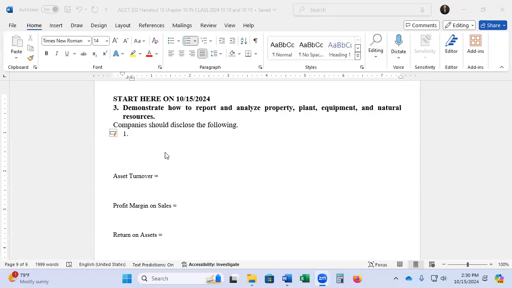Hello, everybody. So we are starting towards the end of chapter 10. I know I didn't number your pages, but it's the page numbered 3 at the top. And it says demonstrate how to report and analyze property, plant, equipment, and natural resources. And what we're looking at is what companies should disclose if material.